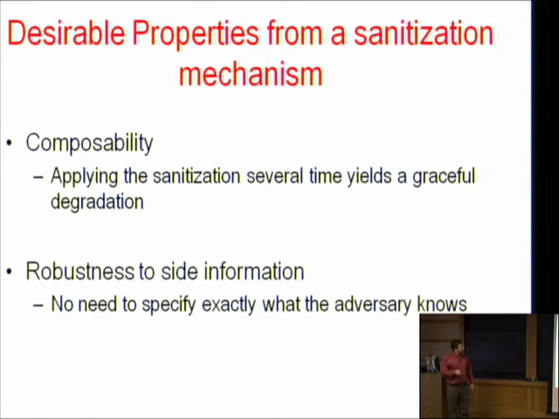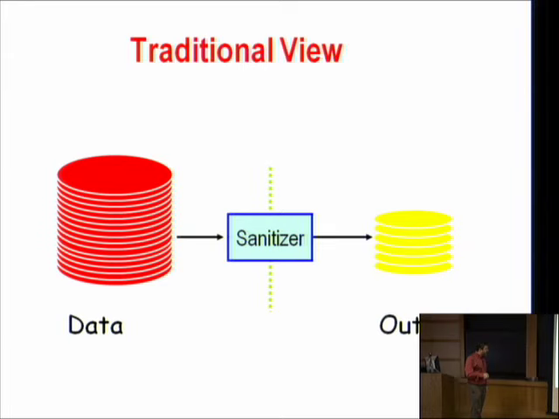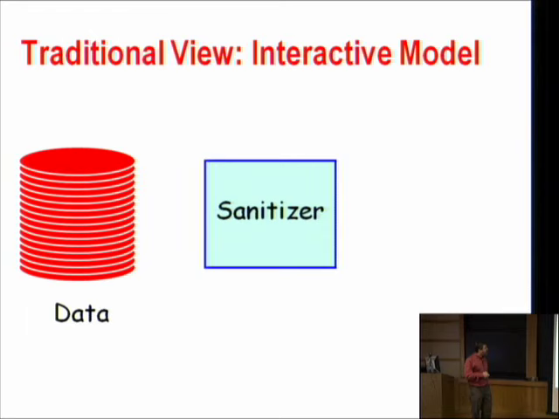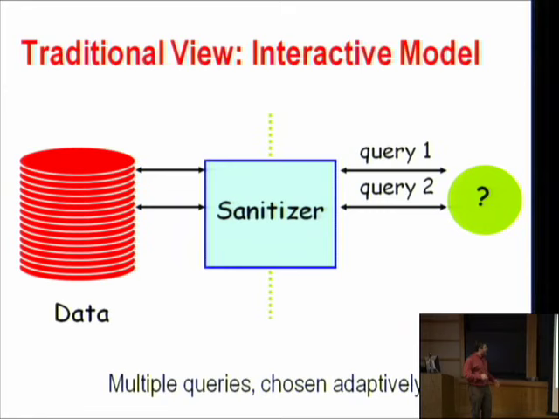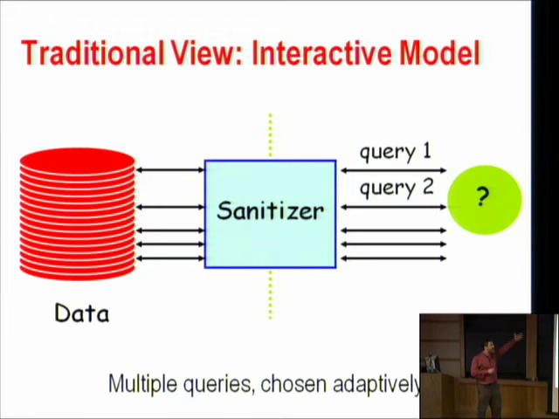So the traditional view is exactly this: you have the data, you have a sanitizer, and it publishes the output. The sanitizer gets the data, does something with it, and publishes a clean version of the output. This is the non-interactive version. Then there is the interactive version. You have the data, you have a sanitizer, and the sanitizer acts as an intermediary between the queries and the data, answering accordingly. But the point is that in both the interactive and the non-interactive view, the data is there when you are doing the sanitization. So the data doesn't change. It's meaningful to say what the sanitizer does on the data. You can talk about the sanitizer as a function of the data.